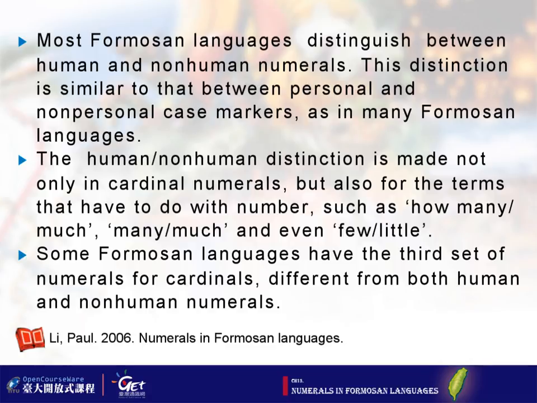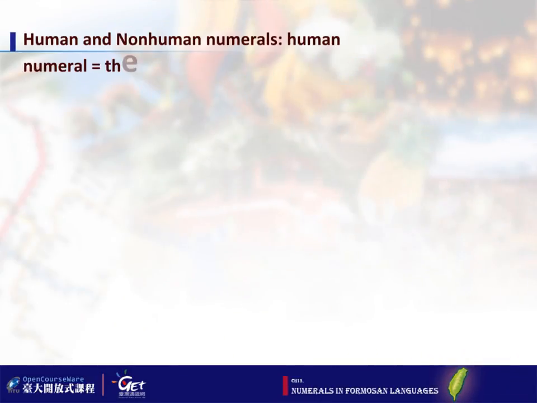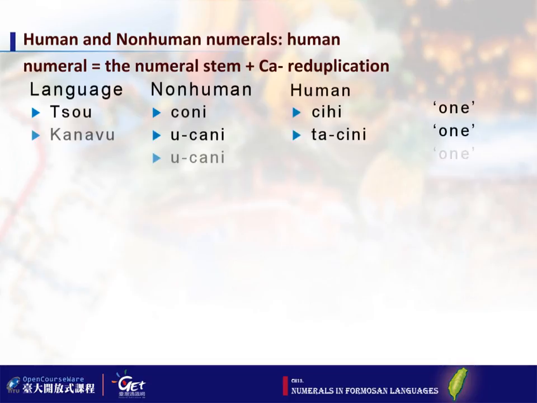Okay, so the human and non-human distinction is made not only in the numbers, but also for the terms that have to do with numbers, such as if you ask how many, how much, many, much, few, little. All these things related to numbers also are marked by human and non-human distinction. So some Formosan languages have a third set of numerals for cardinal, which we will see in a while, different from both human and non-human numbers. So let's look at these human and non-human numerals.